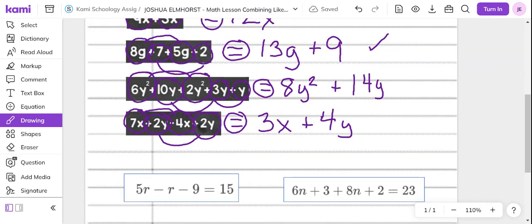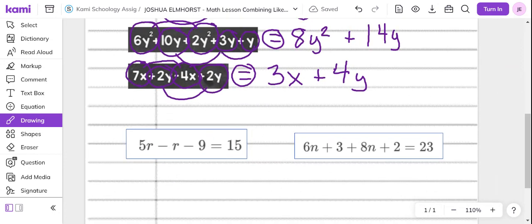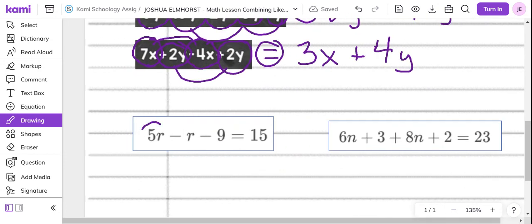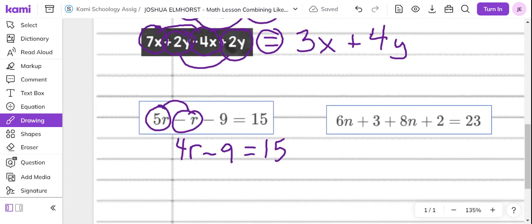So two more examples down below. And how would this look in an equation? So here we have 5r and negative r. So 5r and negative r means you're going to subtract one of them. So that's going to be left with 4r minus 9, which is equal to 15.